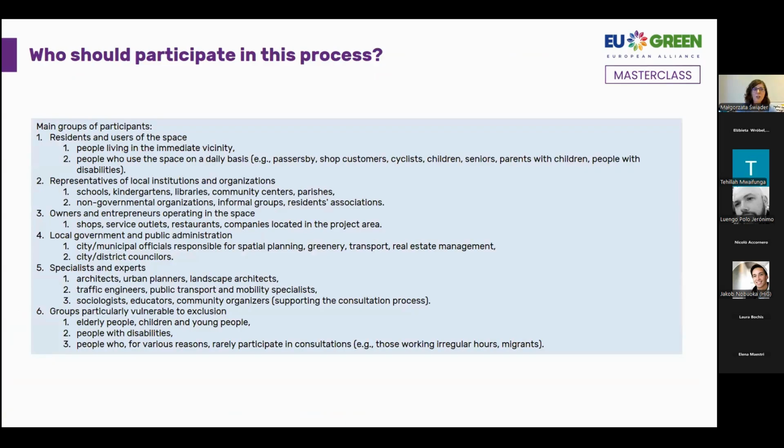So going further, if we know that the process of participation is necessary to have success in incorporating such a project, the issue came to mind about the groups that should be participating in this process. Of course, if we are doing a project on a bigger scale, we have to refer to all the groups, like the residents and especially the users of the space.